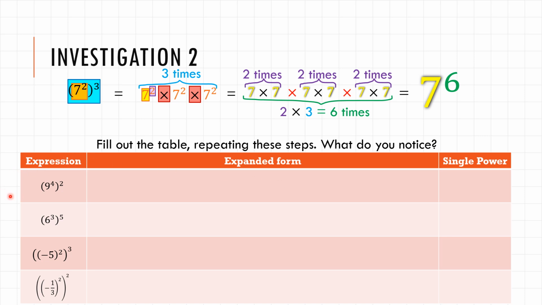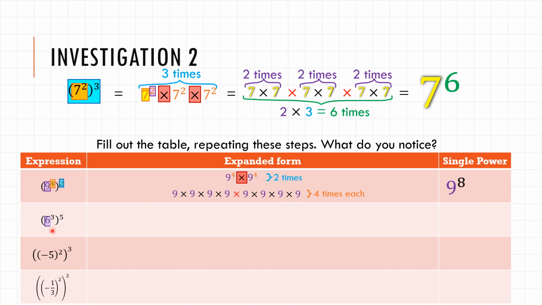In this first row, hopefully you got a chance to complete this entire table. In the first row, 9 to the power of 4 all squared. Well, we have 9 to the power of 4, and we're multiplying that by itself 2 times. 9 to the power of 4 itself can be split up into 9 times 9 times 9 times 9, multiplied by 9 times 9 times 9 times 9 again, 4 times each. In total, how many 9s do we have? If I want to write this as a single power, this would be 9 to the power of 8.